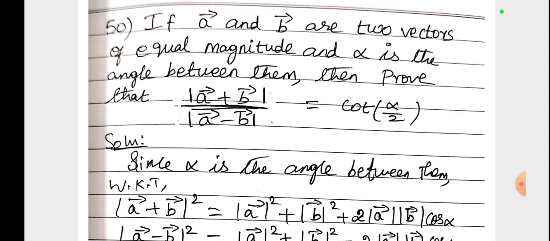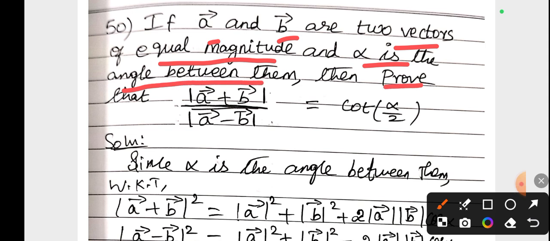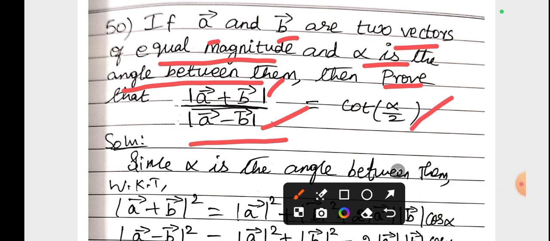Now the 50th question. So here how we have to do. This is a 3 mark question. This is also nice, they can expect. A and B are two vectors of equal magnitude. Alpha is the angle between them. Prove that magnitude of A plus B by magnitude of A minus B equals cot alpha by 2.